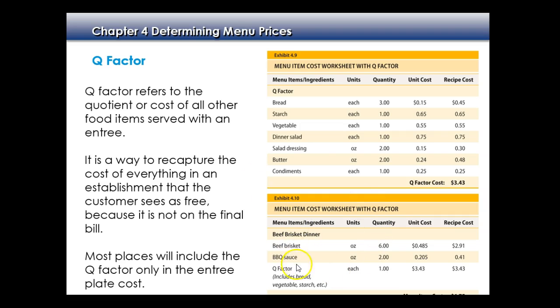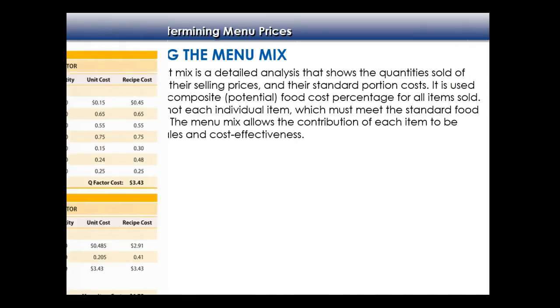Oh, this is how they figured it in. So, they didn't put the barbecue sauce. They didn't put in a Q factor in this example. Now, I think that would be something that would be in the Q factor. So this is something that's going to vary from establishment. It just depends on the cost of the item. Are you going to Q factor it, or are you going to put that into the plate cost instead?